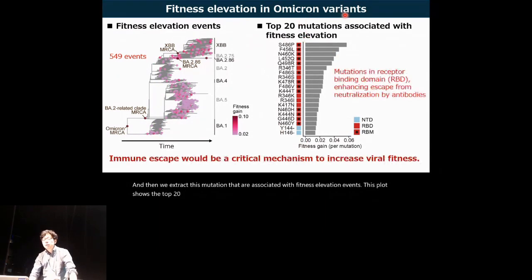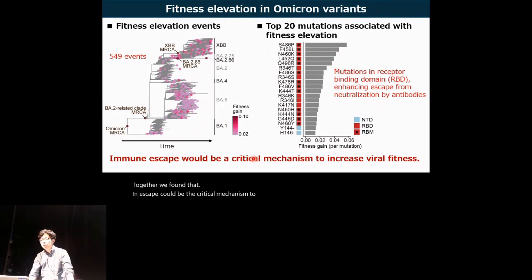Today I'll skip the detail, but we found that these mutations are strongly enriched in the receptor binding domain, RBD, and are strongly associated with immune escape from neutralization by monoclonal antibodies. Together, we found that immune escape could be the critical mechanism to increase viral fitness.